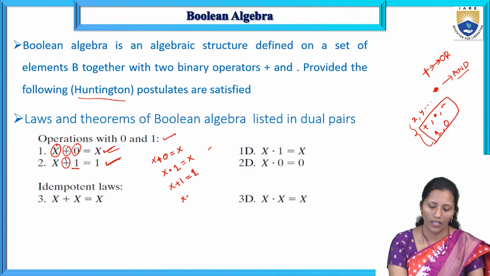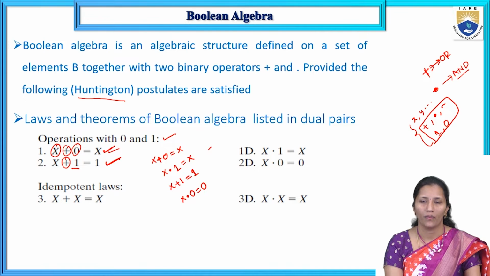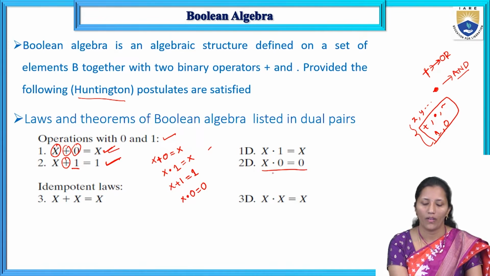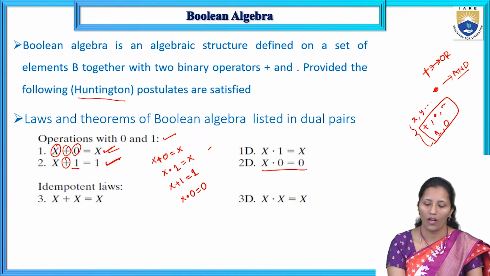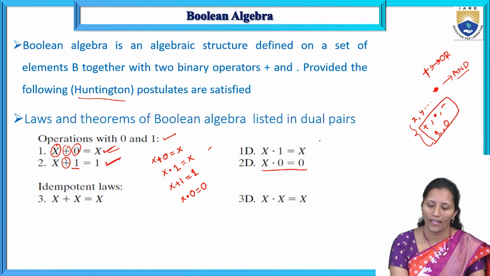So plus, our binary operator, will become the AND binary operator. 1 will become 0, so it is equal to 0. So this is the duality of the second equation. So how do we prove this duality? x into 1 is equal to x.